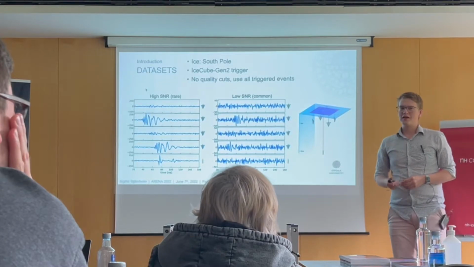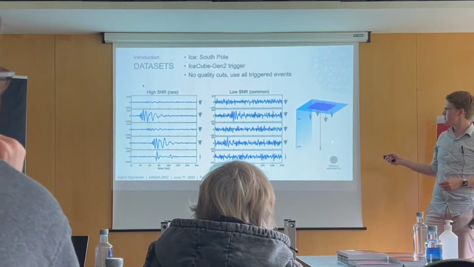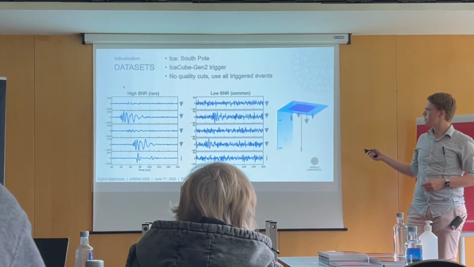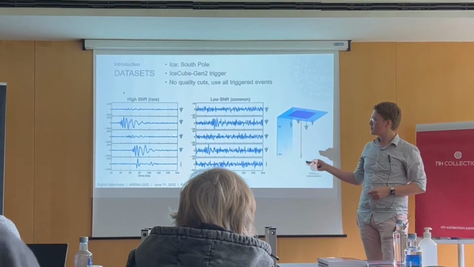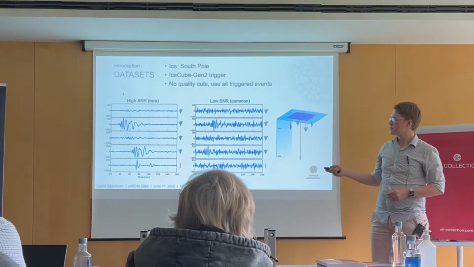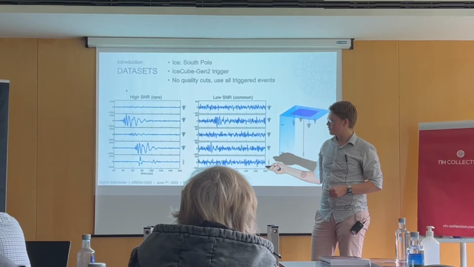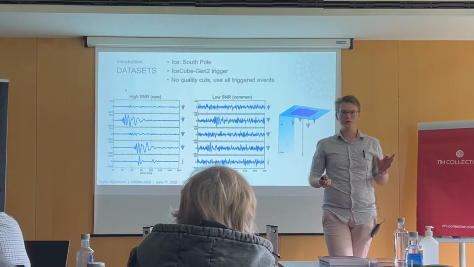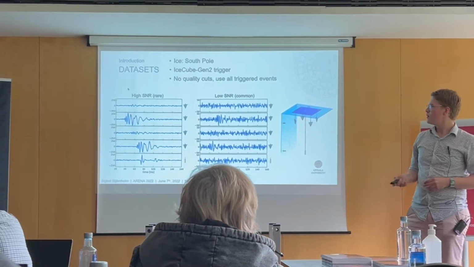So here to the left is an example. As you've seen with the station layout today, we have 4 LPDA antennas and 1 dipole antenna, so 5 antennas in total. And you can see a high signal-to-noise ratio event here. They are very rare, but you can see that you have a direct and a reflected pulse, and the pulses are very short in time scale, roughly 10 to 20 nanoseconds.